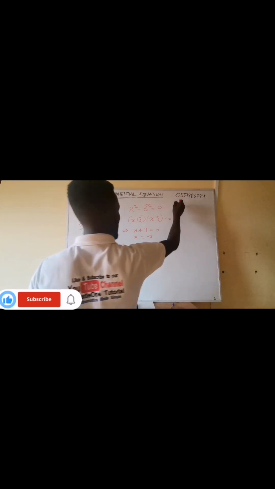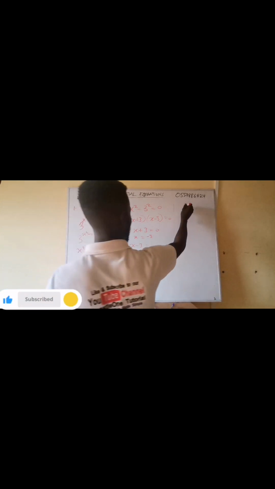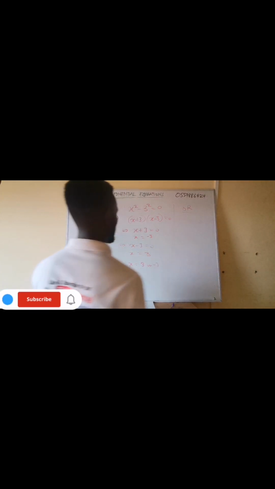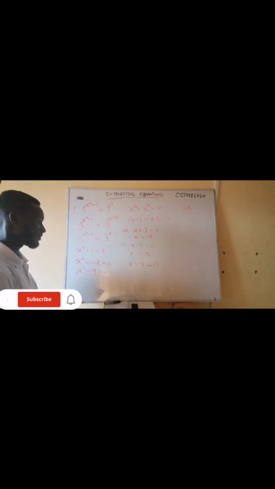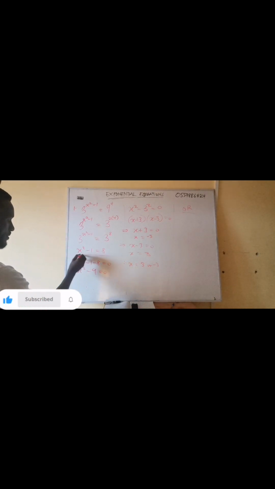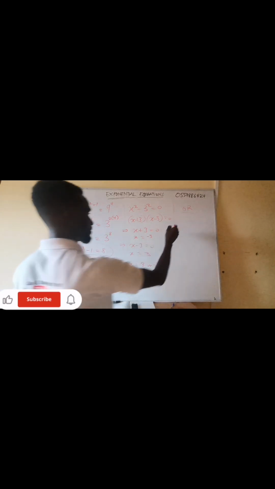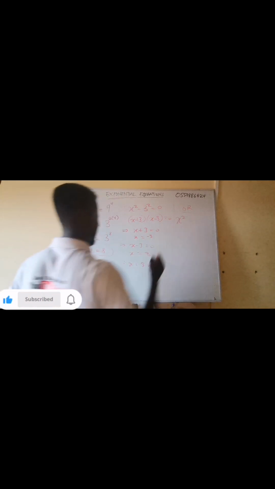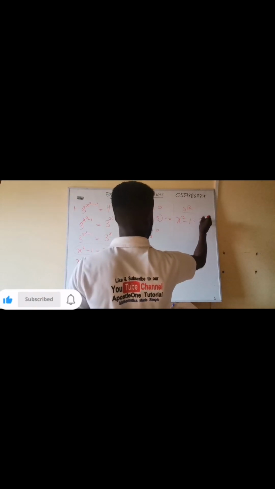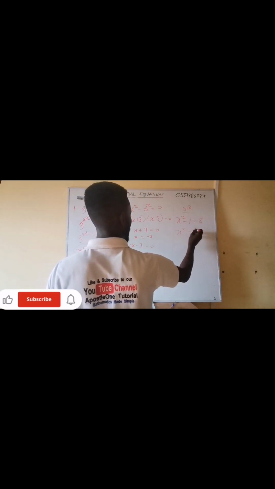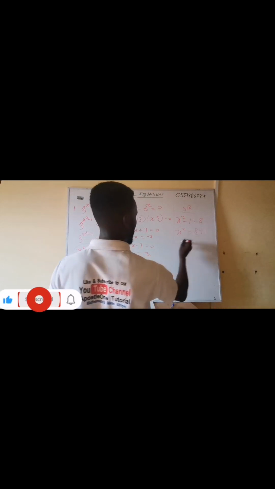Now, let me talk about another way. This is the correct approach, but let me talk about another way. Now, another way from here. Now, s squared, we can group like terms. Minus 1 is equal to 8. So we have s squared is equal to 8 plus 1.